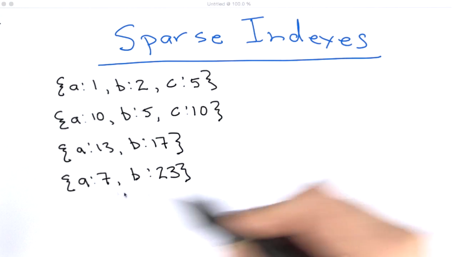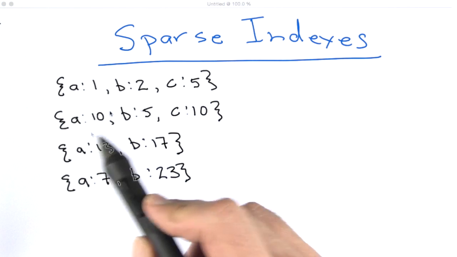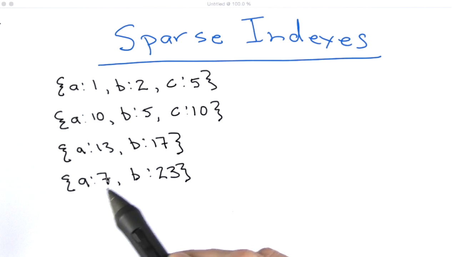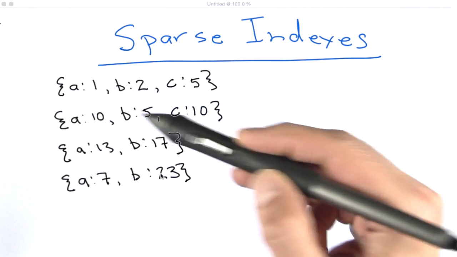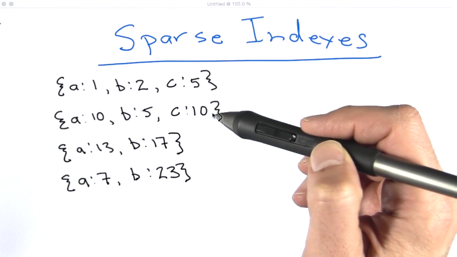Now, let's look at these four documents here. The first one has A, B, and C. The second one has A, B, and C. The third one has just A and B, and the fourth one has just A and B. And you'll also notice that the A values and the B values are unique, as are the C values.